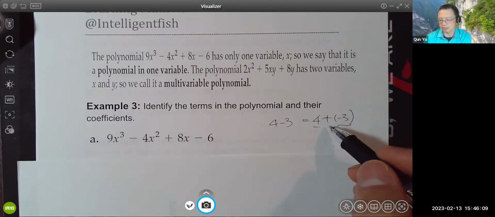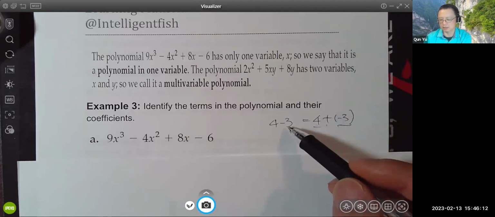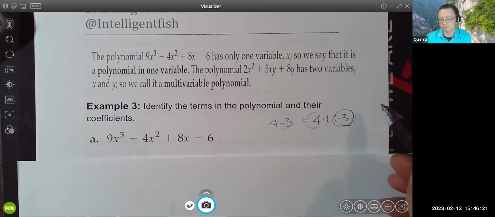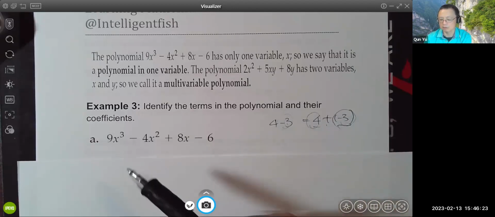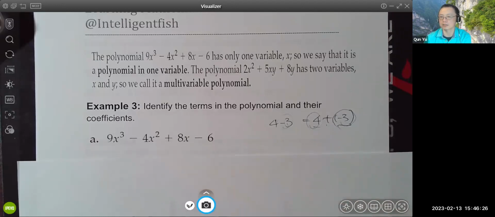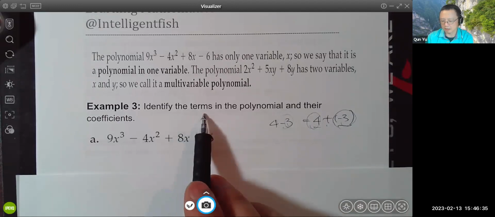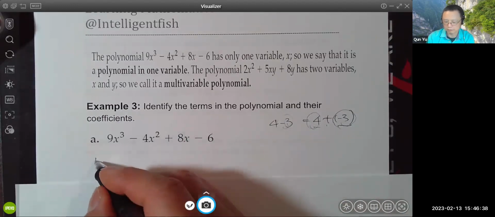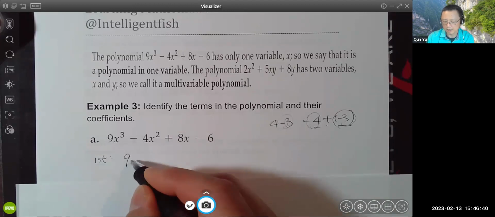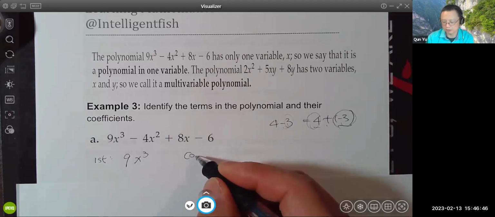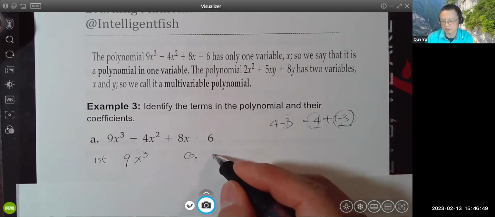Any unit separated by plus is called a term. So instead of saying the 3 is a term, we say negative 3 because it's written as plus negative 3. Any unit separated by plus is a term. That's why when we identify terms, we want to include the sign in front of each of those terms. Okay, we want to identify the terms and also their coefficients. So first term, 9x cubed, and the coefficient is 9.